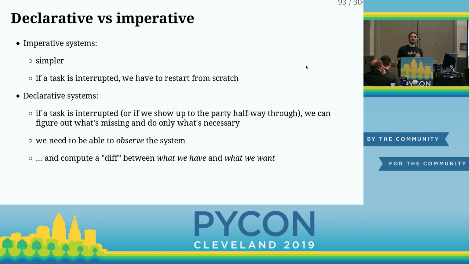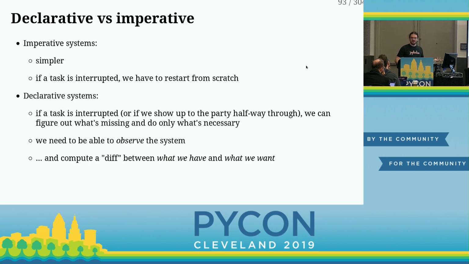However, with a declarative system, if I'm smart enough, if I realize when walking into the kitchen, okay, I already have hot water, so I can skip that step. Or, okay, we already have tea leaves in some hot water, so I don't need to do that again. So the declarative system will be able to recover from problems more easily. But it implies that I'm able to observe the system. I need to be able to figure out what I have and to compute a diff between my recipe, my instructions, and what I already have.